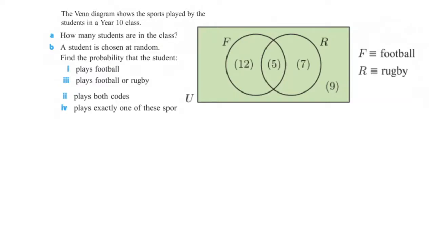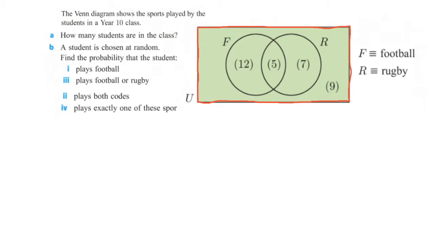Hi, let's see this question which involves Venn diagram and probability. In this question, a Venn diagram is given to you. It shows the sports played by the students in a year 10 class. This box which you see, this is called sample space. Sample space is the list of all possible outcomes. So this is all possible students in our question, in this case, year 10 class.